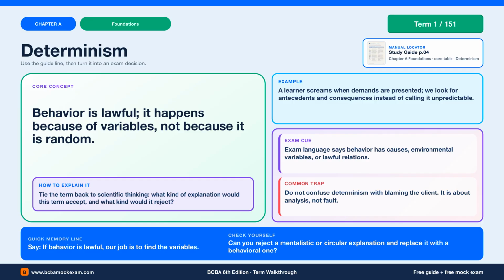The exam cue is wording about behavior having causes, being lawful, or being related to environmental variables. The trap is thinking determinism means blaming the client. It does not. It means behavior can be analyzed. Memory line. If behavior is lawful, our job is to find the variables.